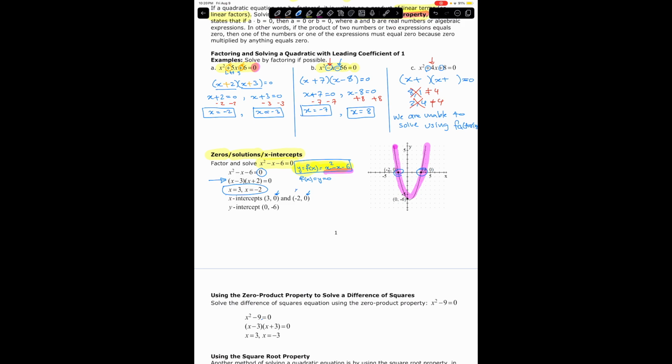Remember, these are ordered pairs x and y. In order to find the y-intercept, which is this point right here, we're going to set x equal to 0 and then solve for y.